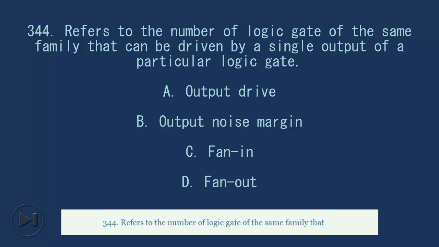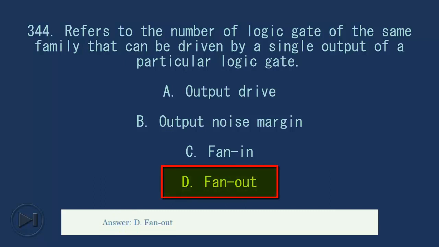344. Refers to the number of logic gates of the same family that can be driven by a single output of a particular logic gate. A. Output drive. B. Output noise margin. C. Fan in. D. Fan out. Answer, D. Fan out.